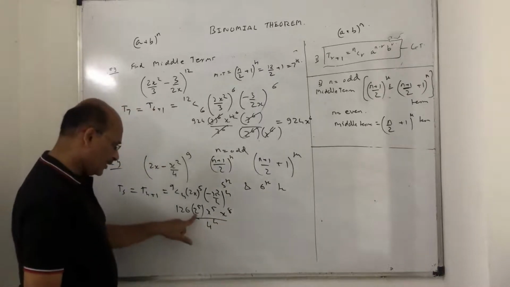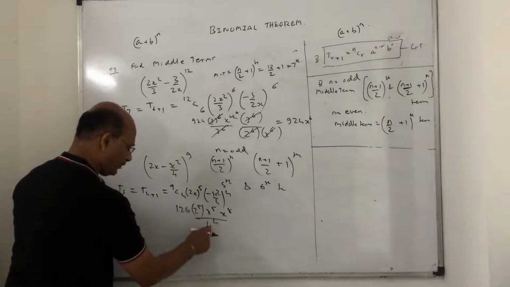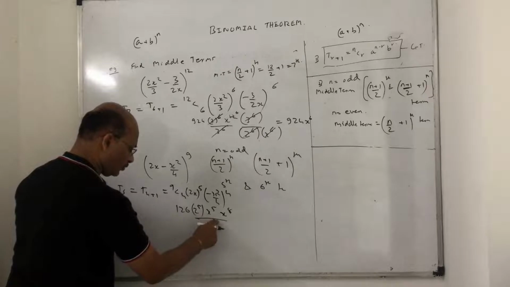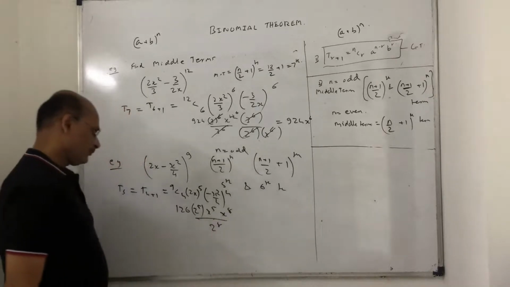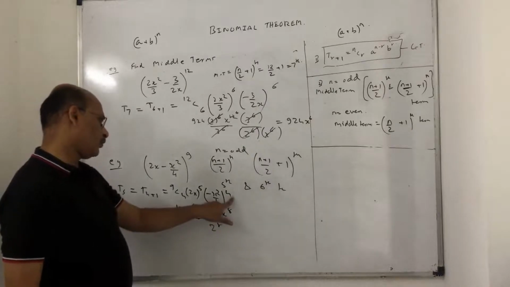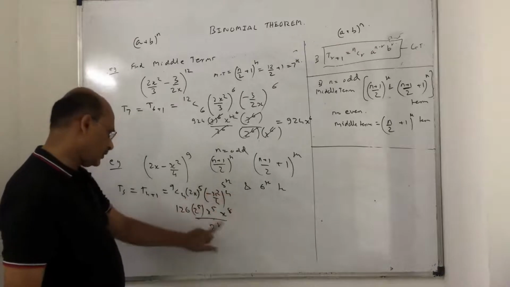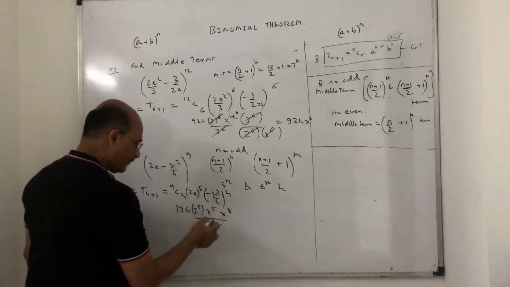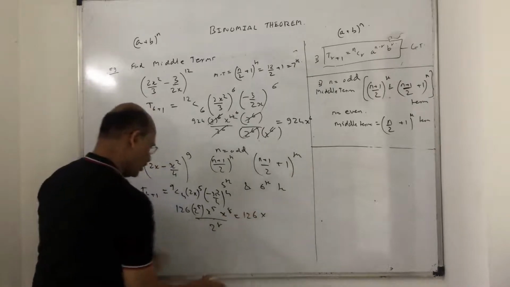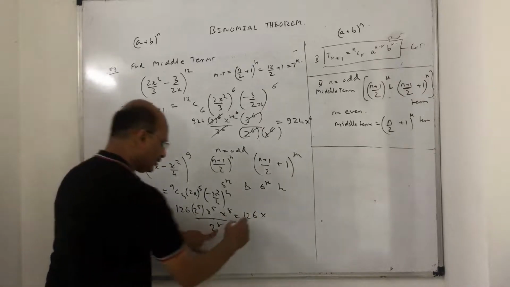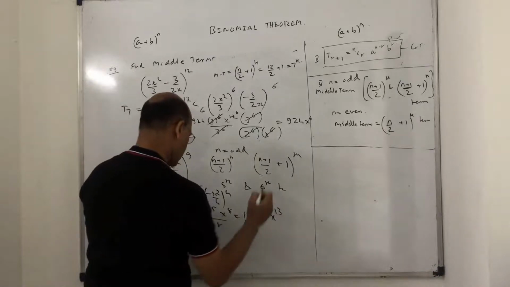If you see here, 2 raised to 5 and this is 2 raised to 8, correct? Because 4 raised to 4 is 2 raised to 8, since 2 squared raised to 4 is 2 raised to 8. Now I am just making my work easier. So 126 as it is, and 2 raised to 5 will get cancelled with this, so upon 2 cubed, that is 8, and this is x raised to 13.